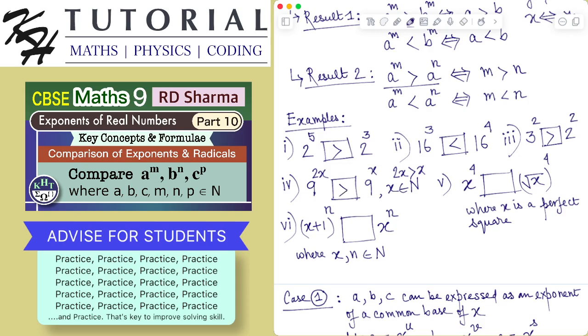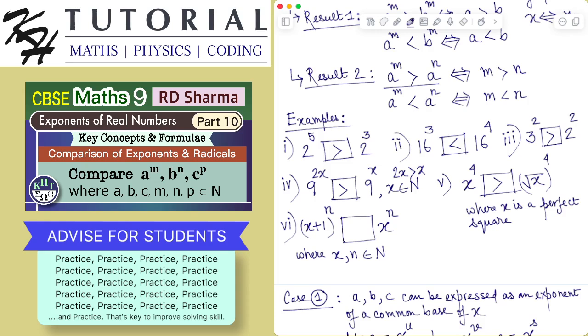Now example 5: we have to compare x to the power 4 and root x whole raised to the power 4. We see the powers are the same, 4, so we have to compare the bases. Now it is given that x is a perfect square, so x is always greater than root x. So obviously x to the power 4 will be greater than root x whole raised to the power 4.